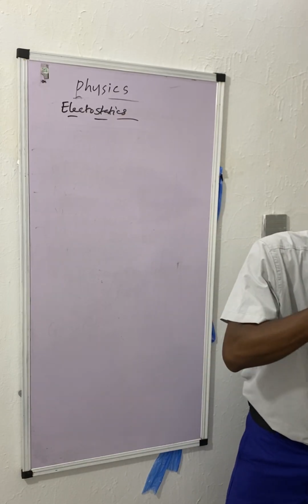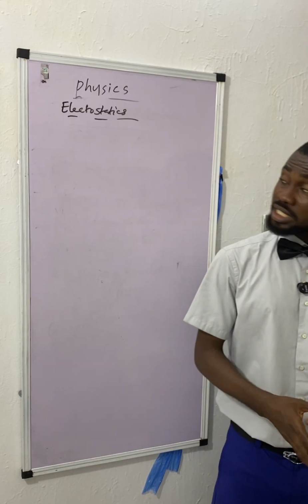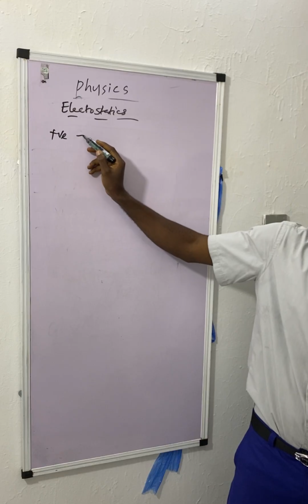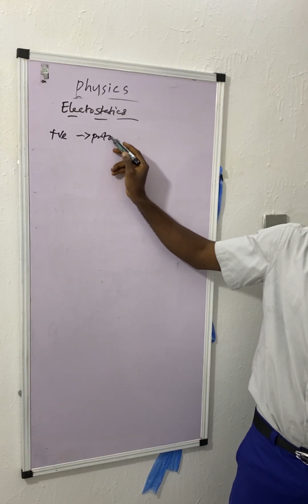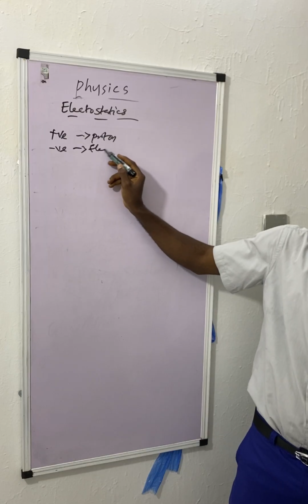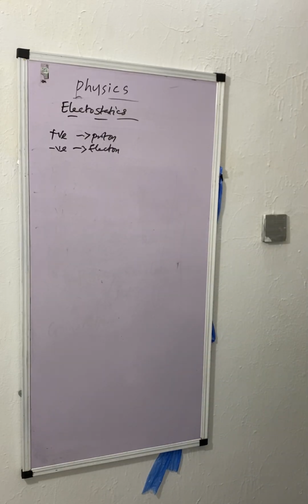All right. So stationary charge. So a positive charge is known as proton. Negative charge is known as electron. Okay. Positive charge is known as what? Proton. Negative charge is known as what? Electron. All right.